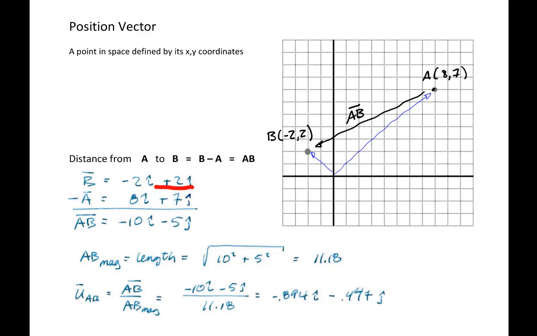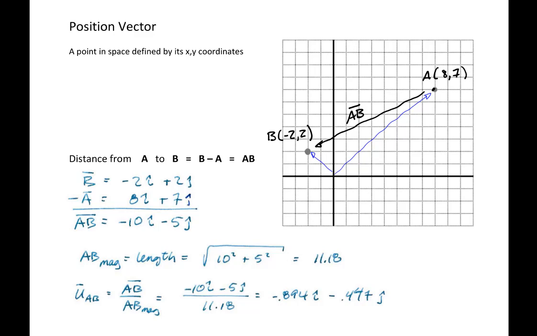Negative 2i plus 2j, and then 8i plus 7j. I'm going to say negative 2 minus 8 is negative 10 in the I direction. Positive 2 minus 7 is negative 5. So that would be the vector description of AB.